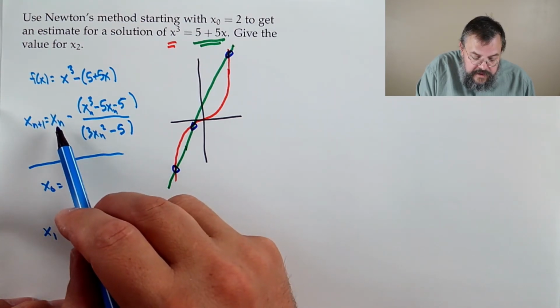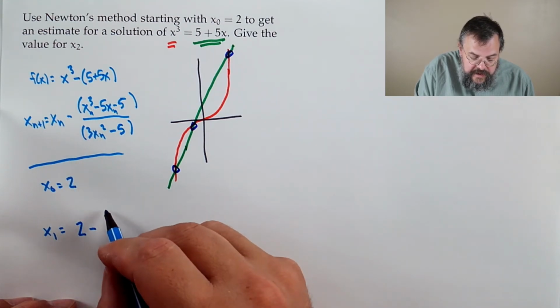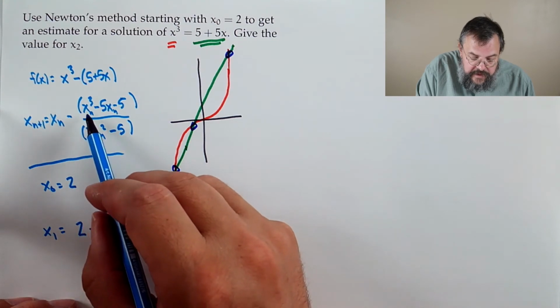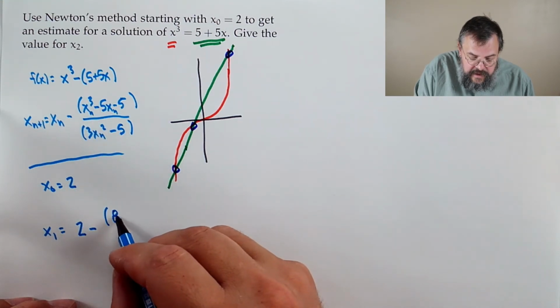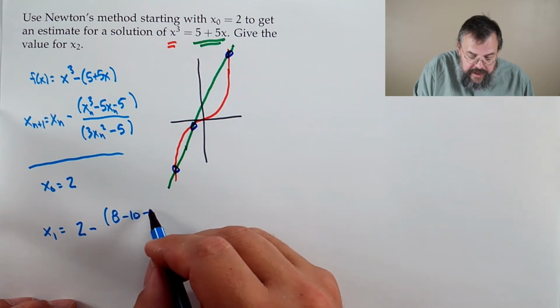So that would be 2. So we're plugging the 2 into here. Subtract. Plug 2 in. 2 cubed is 8. Then minus 5 times 2, so that's minus 10. Minus 5.